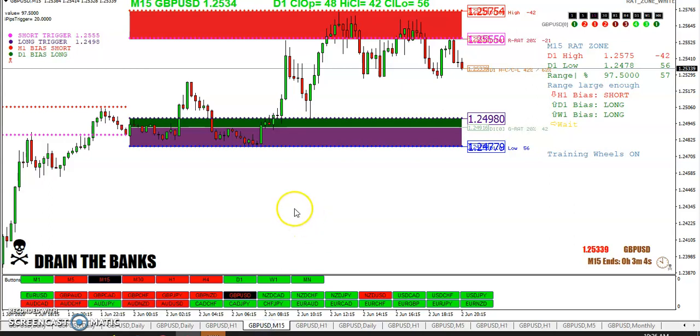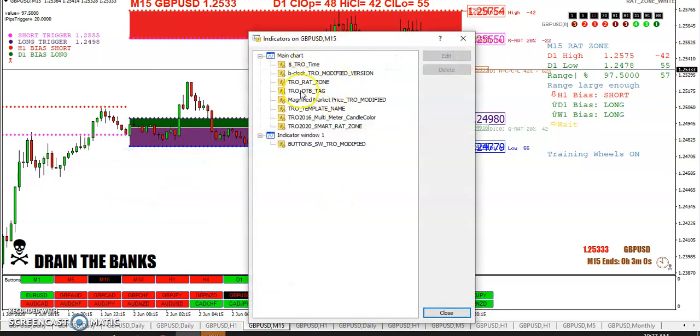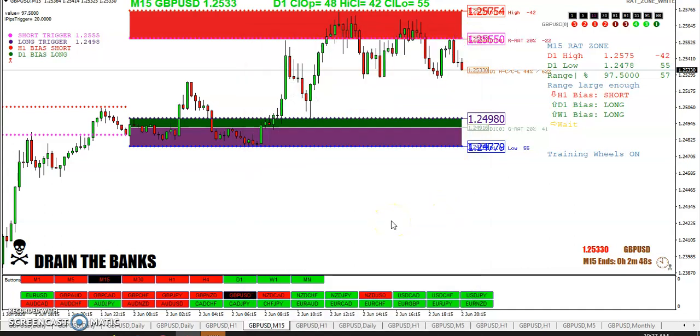Now, this is the normal Rat zone chart that I show. And here's a list of the indicators. The main one is the Rat zone. You really don't need any of the others on here. It's the main one. But I also have the smart Rat zone loaded, and I'll explain the difference between the two.